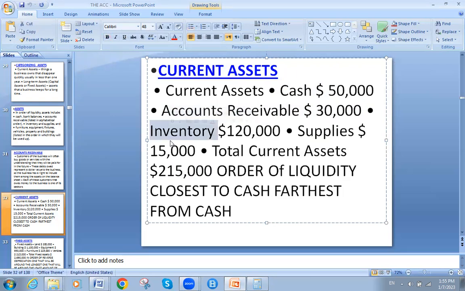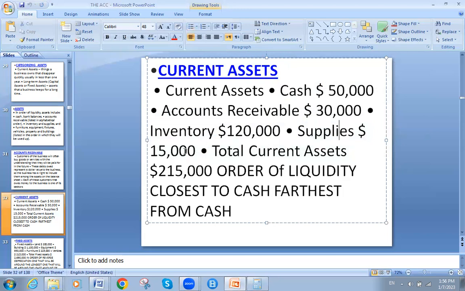Also the inventory: you will keep it in your own stores, but you will sell it. So it's in the form of goods, but you will sell the goods for 120,000. Then you will switch the inventory into cash. So this is also current assets. And the supplies are the same.